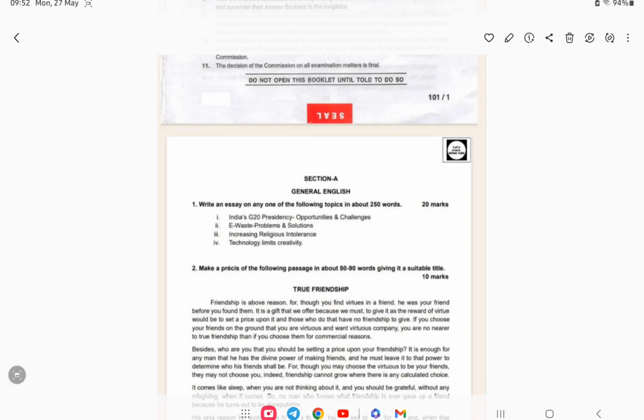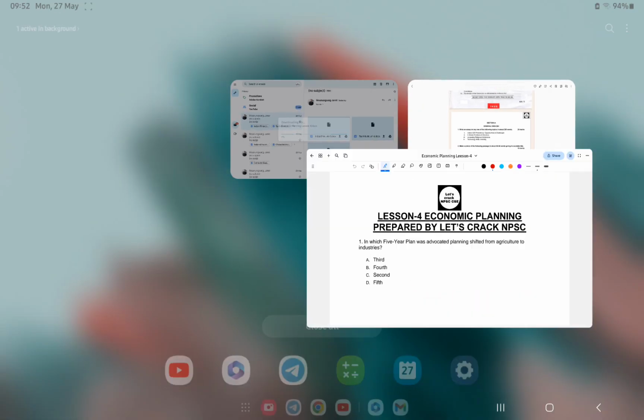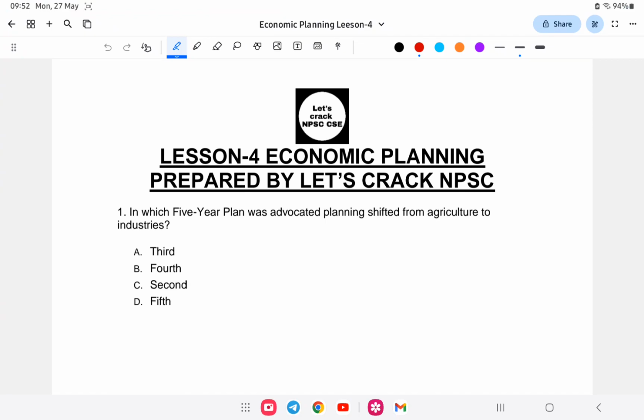So let us start with the class, that is economic planning. After 1947, when India got independence, we needed an economic planning process because we were in immense poverty. The British looted us of more than billions of dollars. Our economic condition was weak, and we were not able to feed our people also. So because of this, in 1951 economic planning began, which is known as the 5-year plan.